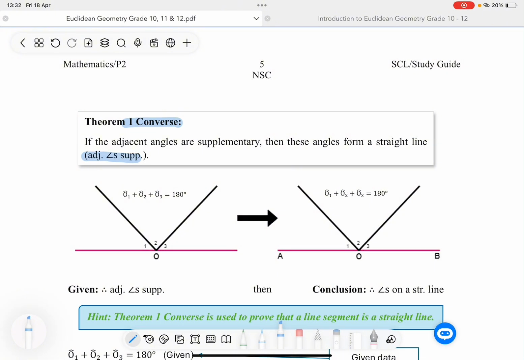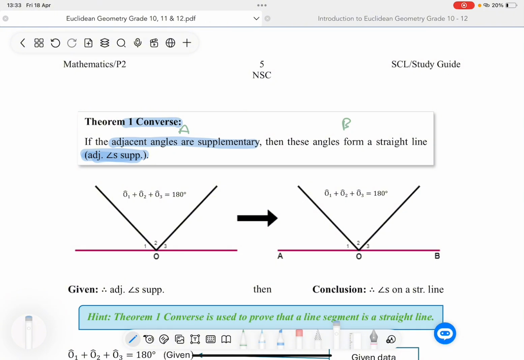Remember that the short version of a theorem or a converse is actually the A part of the theorem, which basically is this first part of the theorem that says adjacent angles are supplementary. That's how we write the short version of a theorem. Now, this would be the A part. The B part would then be the conclusion that those angles must be sitting on a straight line. They form a straight line.